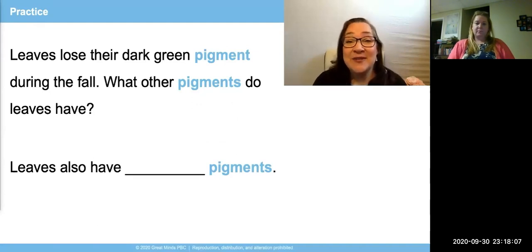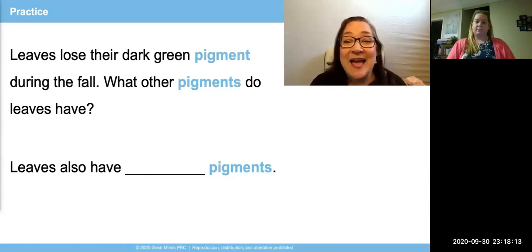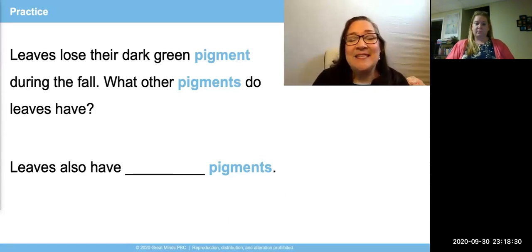I chose to answer this question like this. Leaves also have light green pigments. I was thinking about a tree that we have close to my house, and it has red leaves. So I could have also answered the question like this. Leaves also have red pigments. Did your answer include a color?